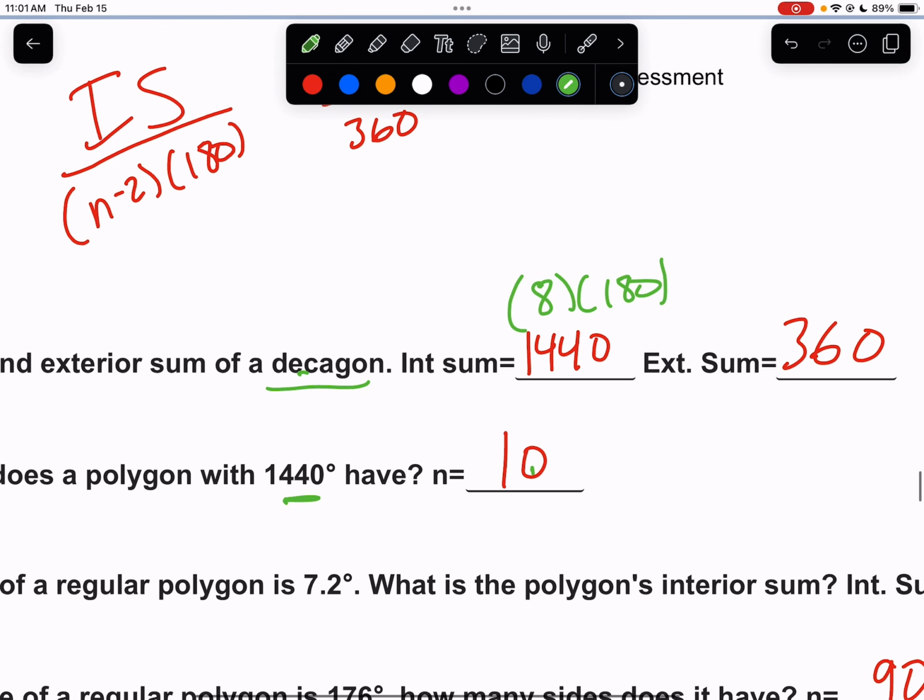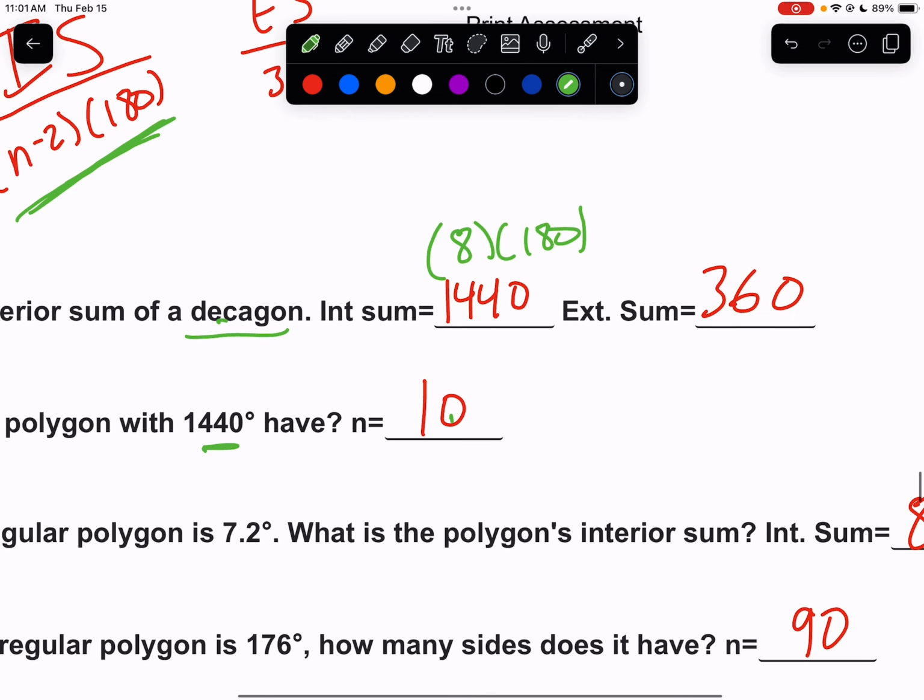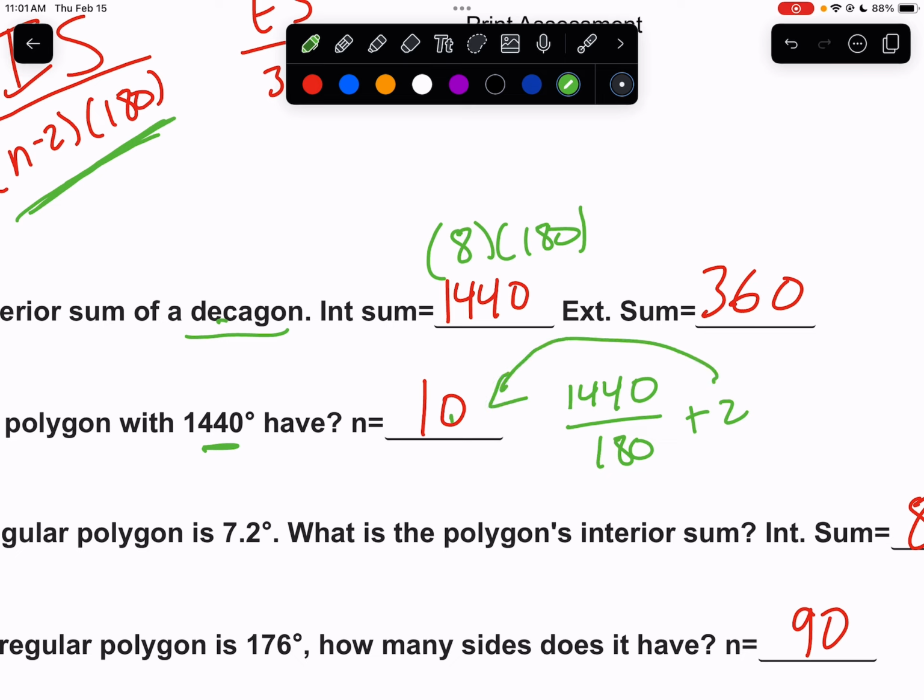Okay, let's pretend that's not the case. How would you undo this formula? You would start with 1440. You would divide by 180, right? Cancel that out. And then you would add 2. Cancel that out. So divide by 180, add 2, and that will get you back to 10, right? We subtracted 2 and multiplied by 180 to get there. So we divide by 180 and add 2 to go home.